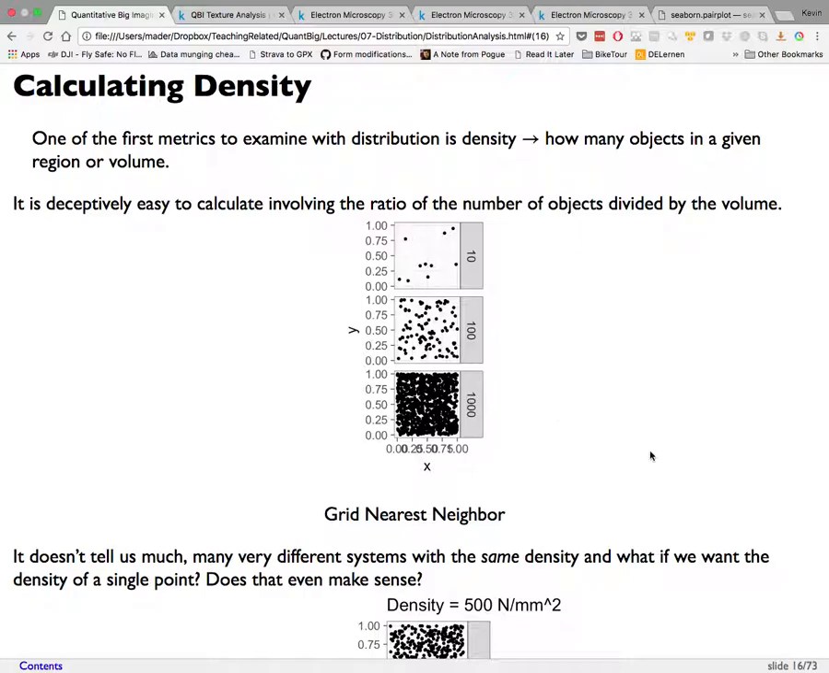Density is a similar problem, where you ask how many objects are in a given region or volume. The naive or very easy way to calculate this is by just taking the number of objects and dividing by the volume. So you have n objects in x unit of volume, and you just divide them. Here we have 10, 100, and 1,000, and we see that that matches very well with our intuitive understanding of what density should be.